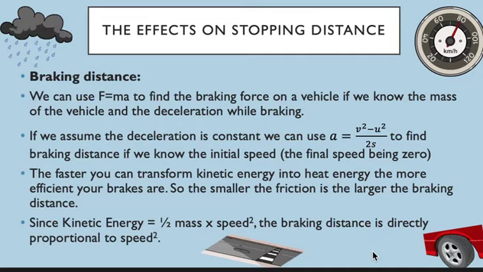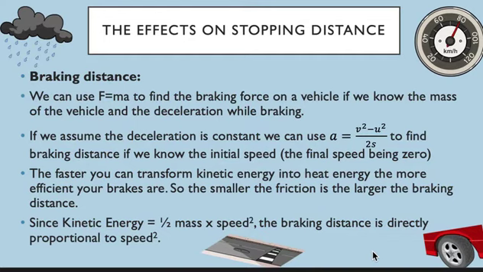Remember, a is the acceleration, v is the final velocity, so that would be 0 if you're stopping, u is the initial velocity, and s is the distance you would travel. To find the braking distance, if we know the initial speed, the final speed is obviously 0 there.